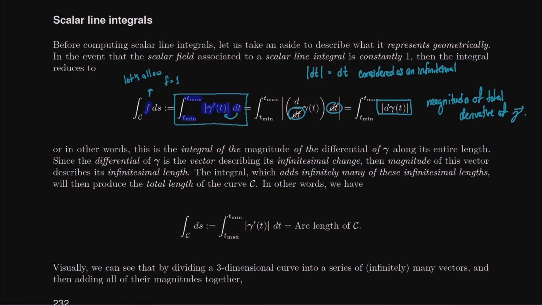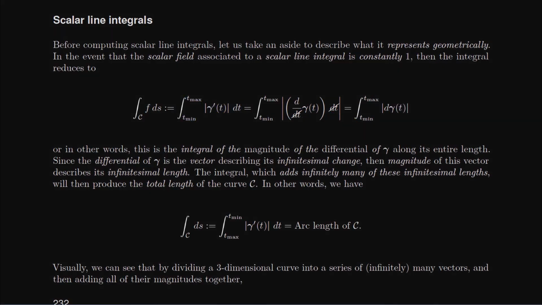And when we think about it that way, the magnitude of the total derivative of gamma is just referring to the total length of the total derivative, which is the total change, right? So this is referring to the total length of infinitesimal change of gamma, and then added all the way along its path, added all along its path.